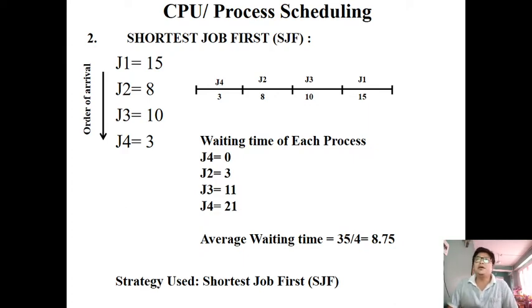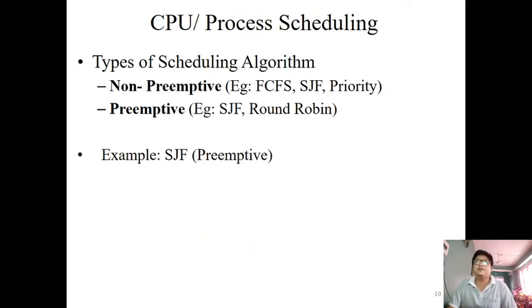If I simply compare FCFS and SJF, the performance shown by SJF seems to be better because the average waiting time is less in SJF as compared to FCFS, which is approximately 17 units in FCFS, whereas in case of SJF it's 8.75. So that's why we say that SJF performance is better.